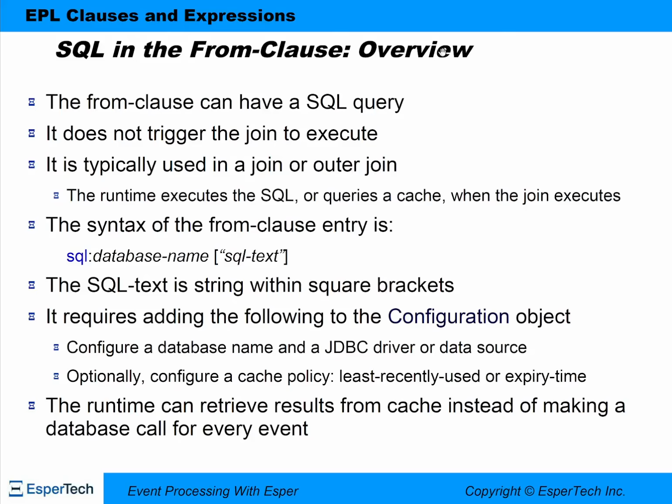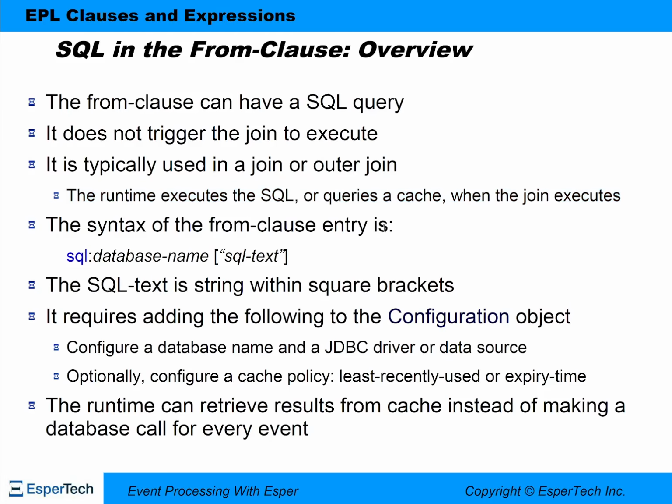The next couple of slides discuss SQL in the from clause. The from clause can have a SQL query. A SQL query in the from clause does not trigger the join to execute. It is typically used in a join or outer join. The runtime executes the SQL query, or queries a cache, when the join executes.